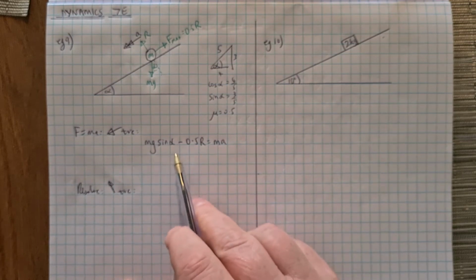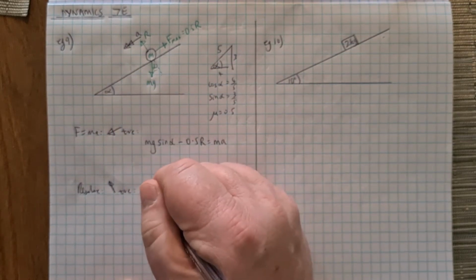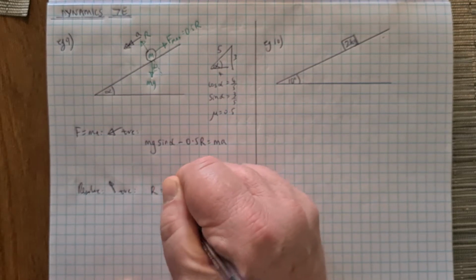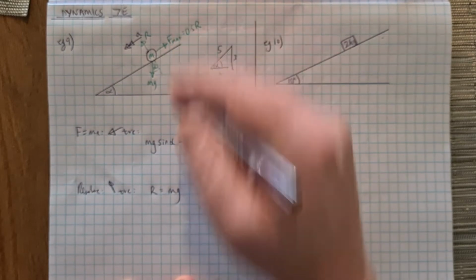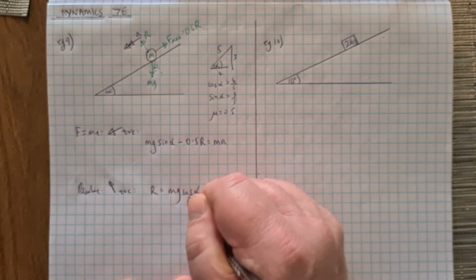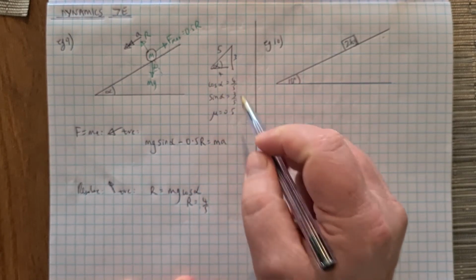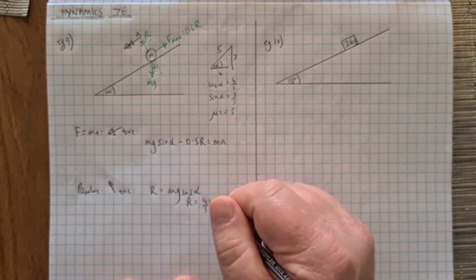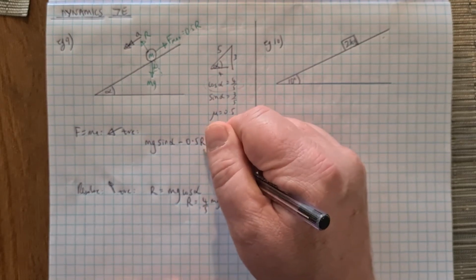So the only unknown here is going to be R, but if we resolve at right angles to the motion, we have that R is going to equal mg, and the component of the weight adjacent to the angle is cos alpha. So we have R is going to equal 4/5 because cos alpha is 4/5. So R is going to equal 4/5 mg. We can substitute into there.